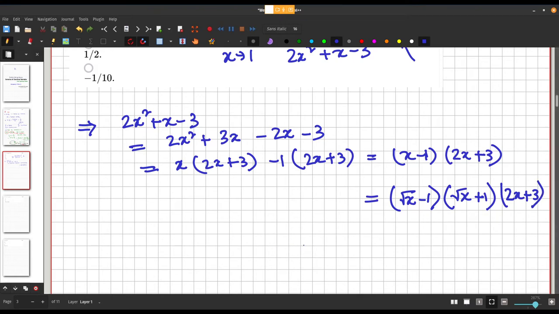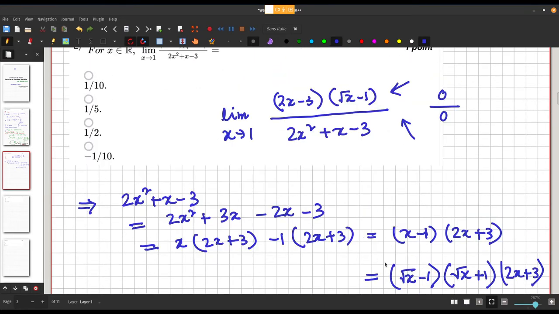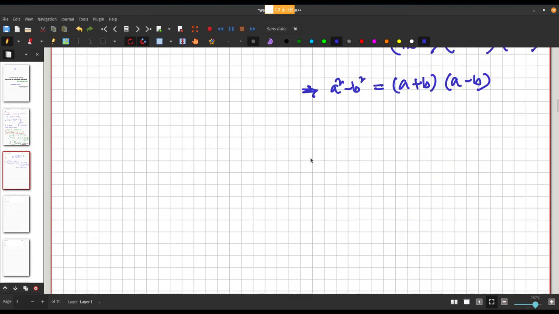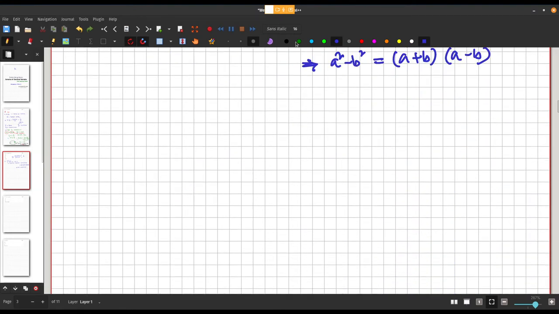This can be done because we can use the formula a square minus b square is a plus b times a minus b. And now we can see that the root x minus 1 term can be cancelled out on top and the bottom. And with this, we can rewrite the expression like this.